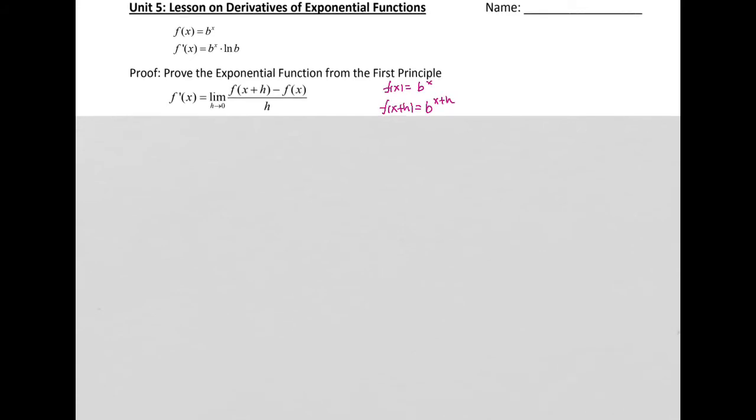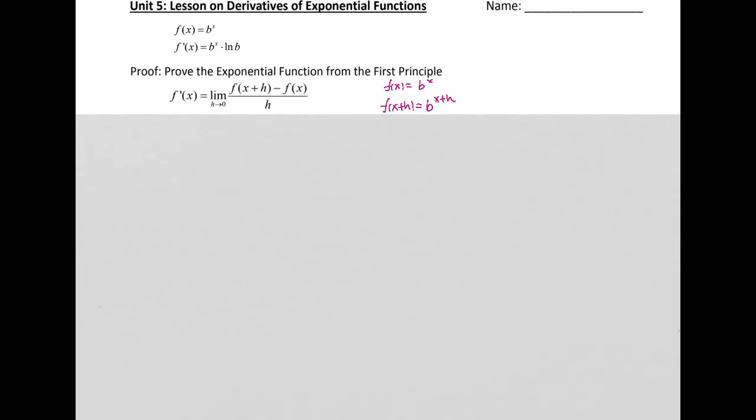Now, let's use first principle to derive the differentiation rule for the exponential function. First, let's write down the first principle. Second, we're going to find out what f of x plus h is. We know f(x) equals b to the exponent x, so f of x plus h will become b to the exponent x plus h. Now, let's substitute f of x plus h and f(x) into the first principle.